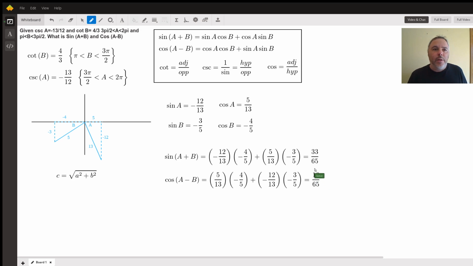So as an alternative or a quick check on this, you could actually solve for this angle if you have a calculator that can do the inverse cotangent of 4/3 and make sure that that angle is in this quadrant. Similarly for A, and then once you have A and B, you could actually substitute those in here and solve for sine and cosine as well. My guess is this is what they wanted you to do.